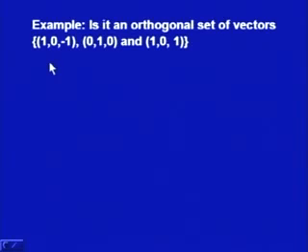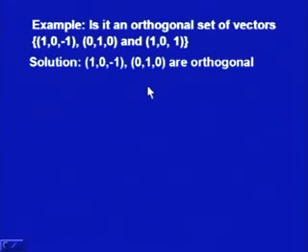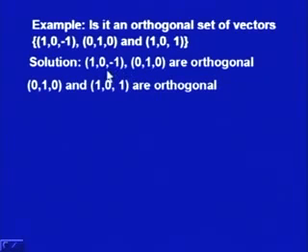Now, as an example, I have given a set of 3 vectors: (1, 0, -1), (0, 1, 0) and (1, 0, 1). We have to find whether this is an orthogonal set of vectors or not. To check this, we have to see whether each pair is orthogonal or not. So, let us consider (1, 0, -1) and (0, 1, 0). Let us form its inner product: 1 multiplied by 0, 0 multiplied by 1, minus 1 multiplied by 0. On the standard inner product, this is 0. If nothing is said, then we consider the standard inner product.